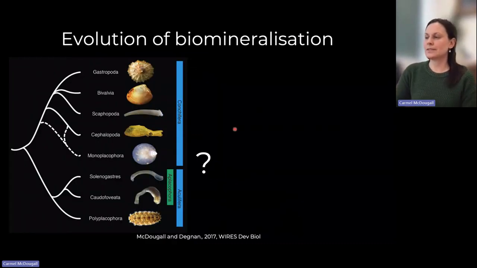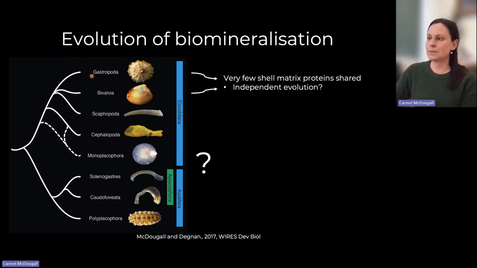But I'm also interested in the evolution. So here we have a phylogenetic tree of the different classes of mollusks. And so far, we've looked at biomineralization most comprehensively in these two. Okay, so in the gastropods and the bivalves. And when we compare the shell matrix genes that we find in both of these groups, we find very few shared across the different classes of mollusks and indeed between different groups of mollusks within each of these classes.